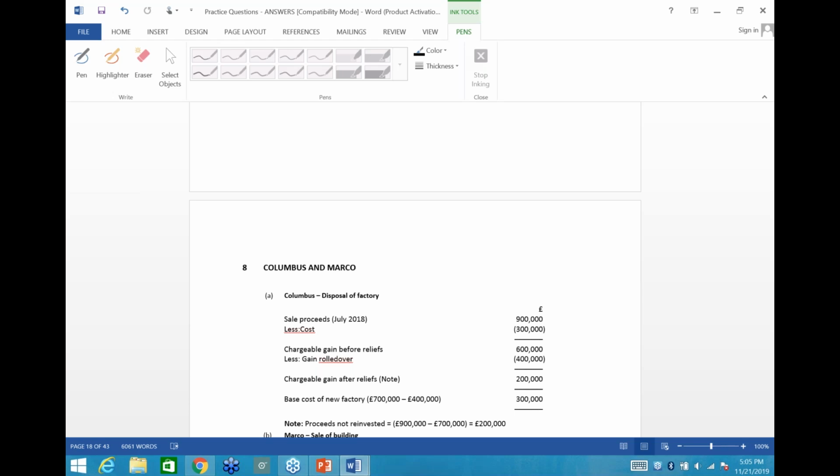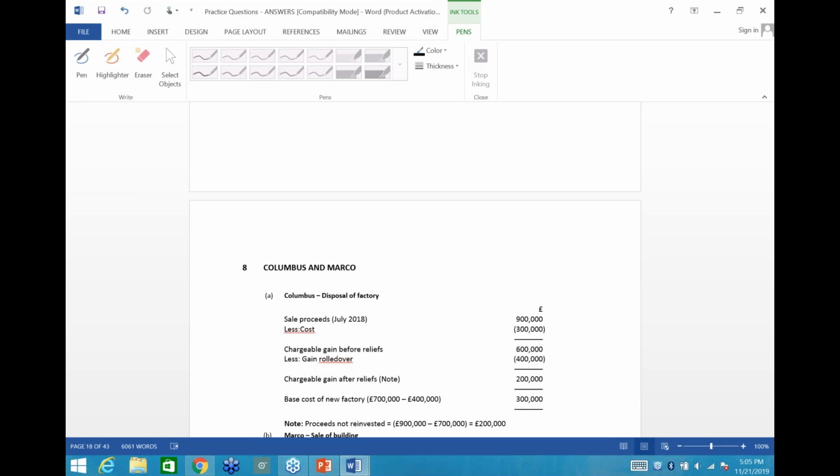For a company, they can carry forward their trading losses. That's one option. The other relief is relief against total profit before QCD. QCDs means qualifying charitable donations.